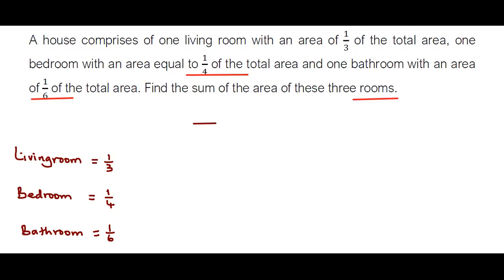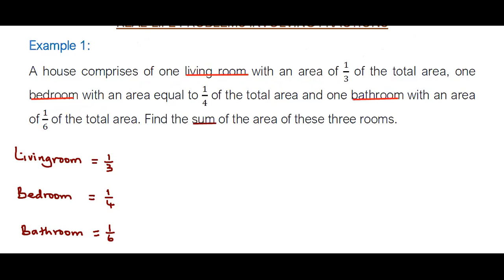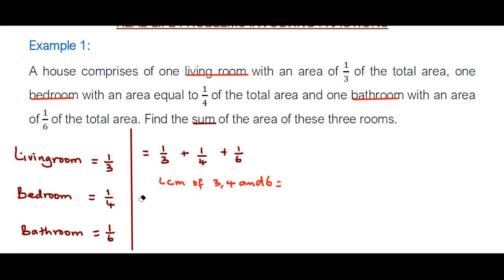So, what should we do next? The LCM of 3, 4, and 6. Oh, that's great. So we have got to get 1 out of 3 plus 1 out of 4 plus 1 out of 6, right? Then we get the LCM of 3, 4, and 6. What is that LCM? 12. Okay. So in our next step, we should get 1 out of 3 times what number to get 12?